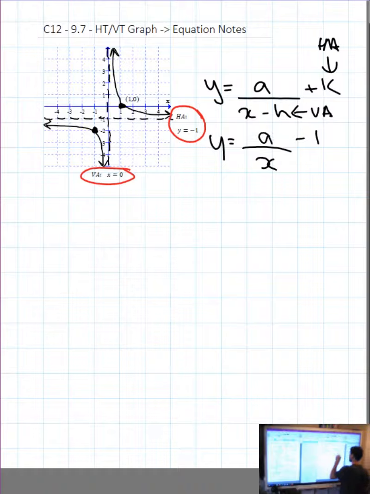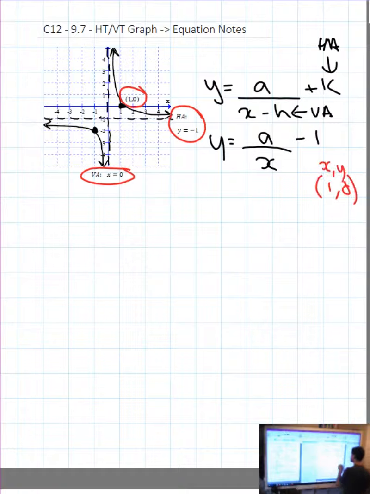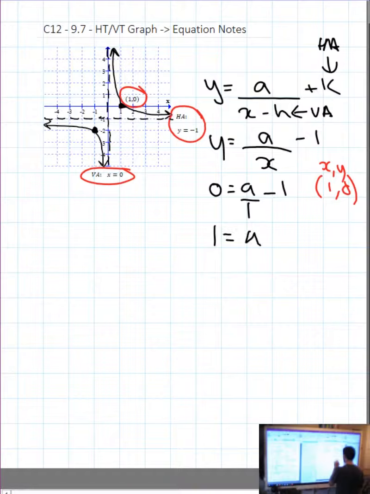So now we have an a value. So now we have the point 1, 0 for x and for y. So I can substitute those in. So y is 0, so 0 equals a over the x value is 1 minus 1. If I add 1 to both sides, and I cross off the 1 from below, a is equal to 1. So I can rewrite it, y equals 1 over x minus 1. And we should be very familiar that it's just the graph 1 over x shifted down 1.